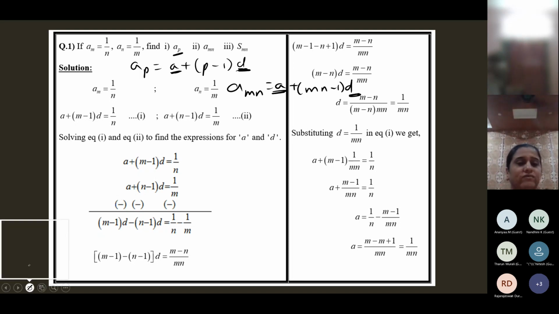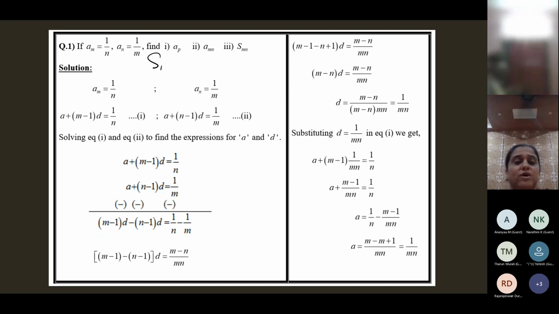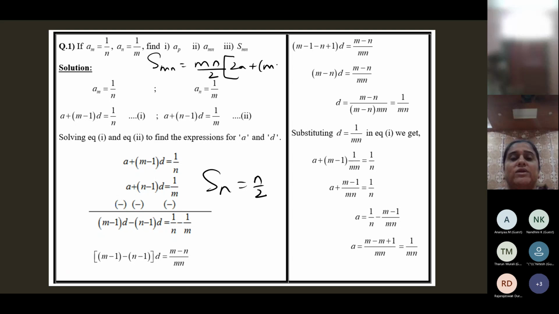And finally, we have to find the sum to mn terms. Like n by 2, for Sn you will write n by 2. If it is Sn, it is n by 2 of 2a plus n minus 1 into D. If it is Smn, it will be mn by 2 of 2a plus mn minus 1 into D.